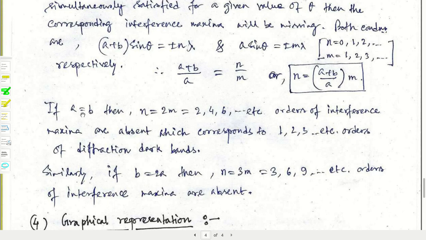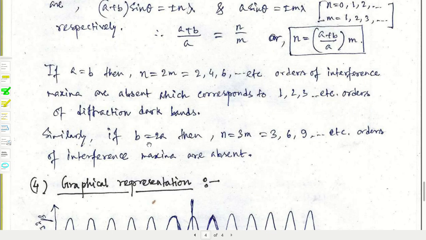So if you put a is equal to b, try some values. Let us take a is equal to b, that is the slit width is equal to the opaque space length, and then you will get n is equal to 2m, and you know m is equal to 1, 2, 3, and so on, but not equal to 0. So n should be 2, 4, 6, 8. So the even-numbered interference maxima will be absent from your spectra.